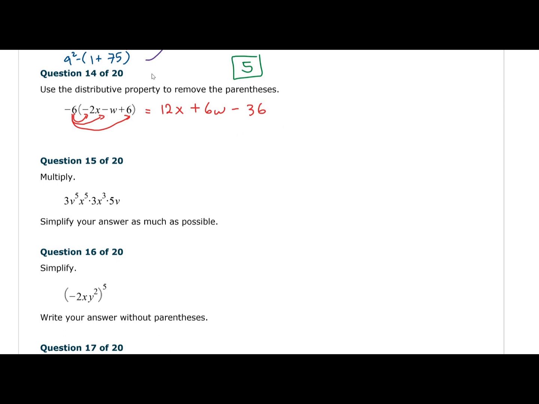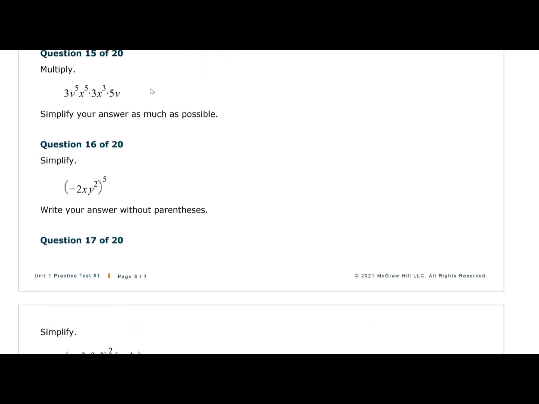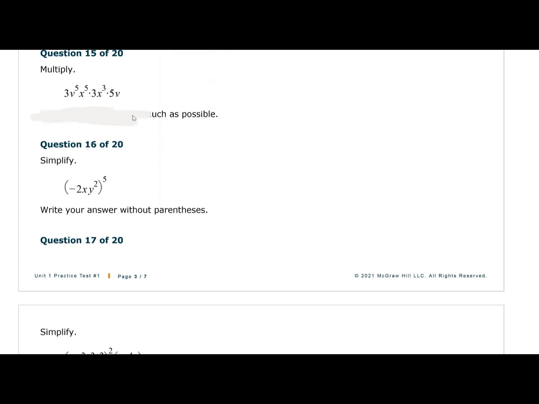Number 15. Multiply 3v to the fifth power, x to the fifth, times 3x cubed, times 5v. Okay, so the way to solve this problem is to group them together. I want to make sure I have some space down here, so I'm going to wipe this out. We're going to group them together.